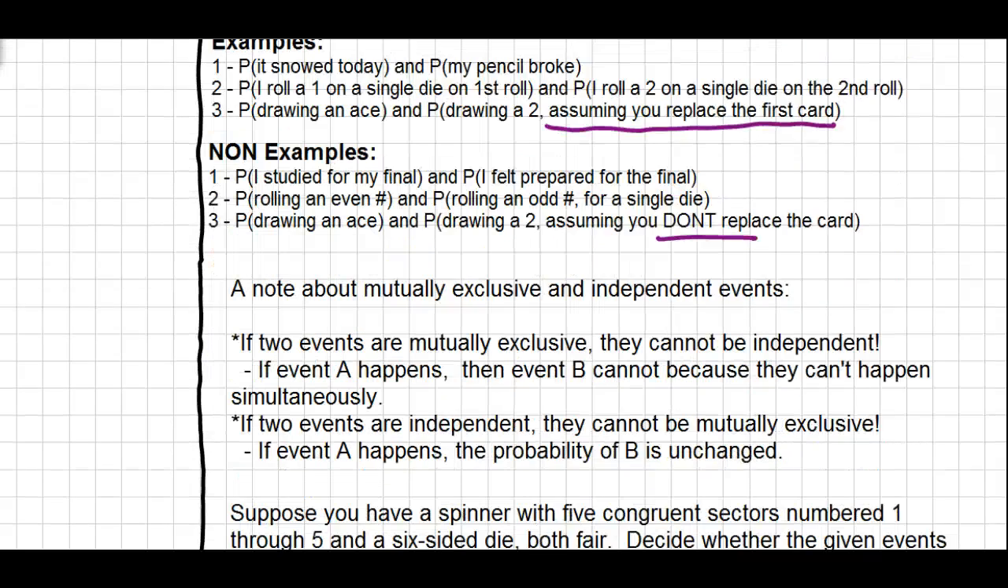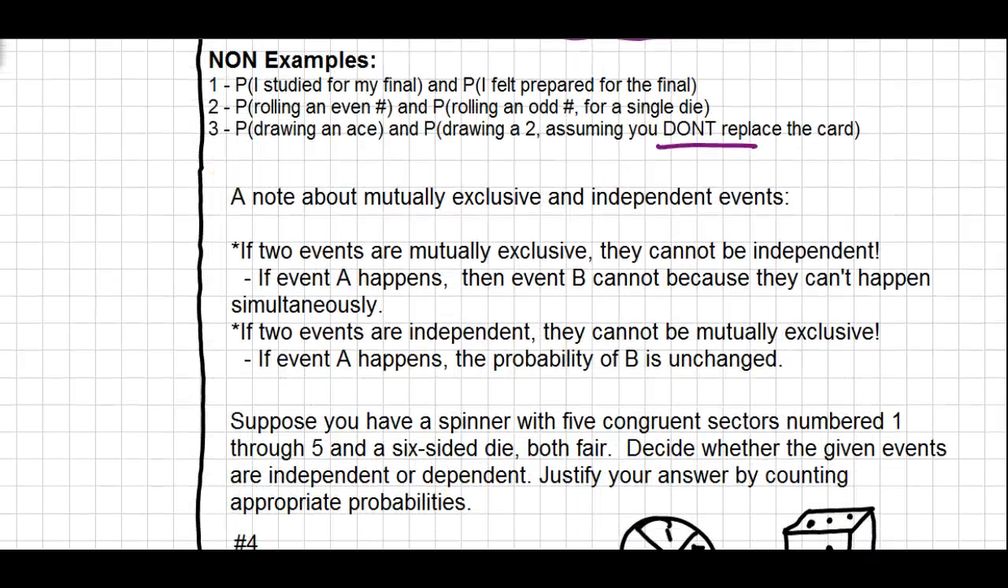Some other quick notes about independent events as it relates to being mutually exclusive. If two events are mutually exclusive, then they can't be independent, and vice versa. If two events are independent, then they can't be mutually exclusive.